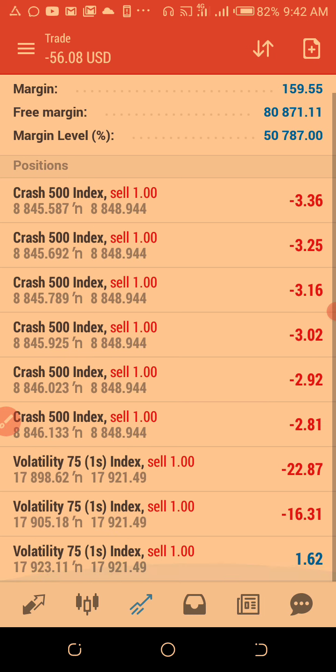I'm selling this market. You can see the one we started selling now is pulling to profit. You are going to see how it's going to pull to profit. We are going to come back to this trade. Let us still look for a signal.